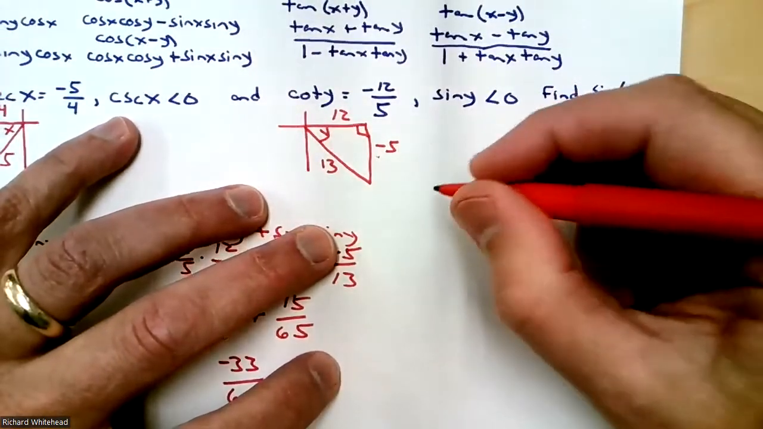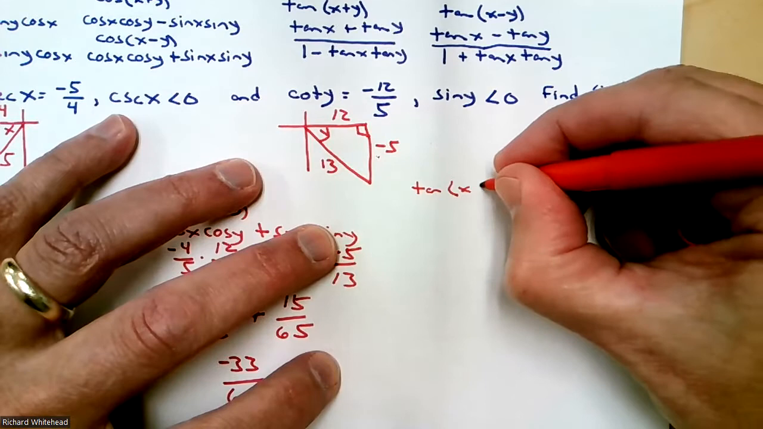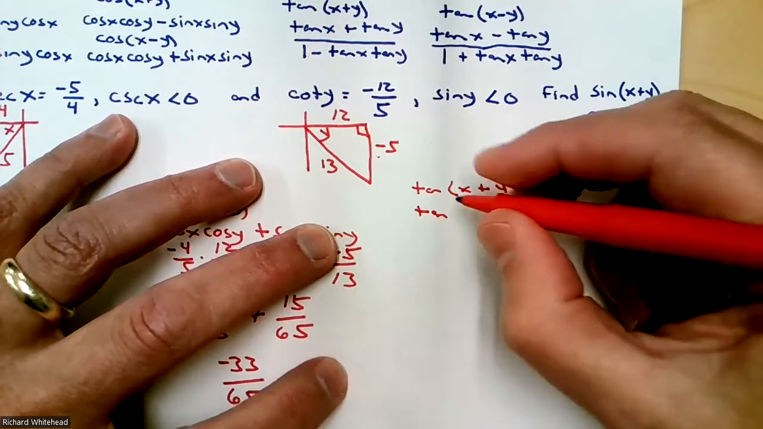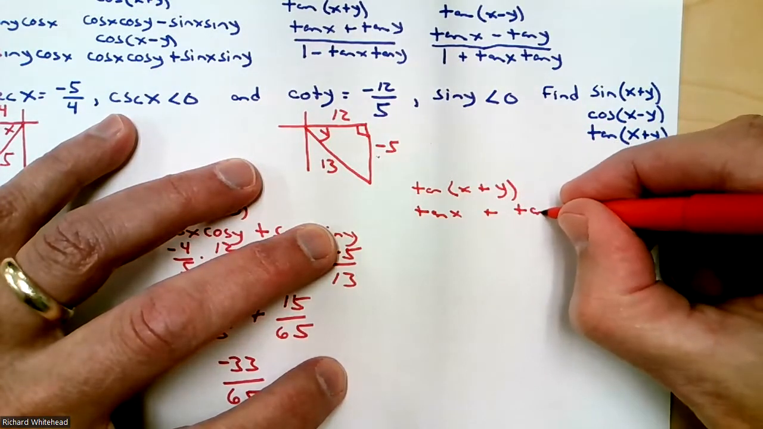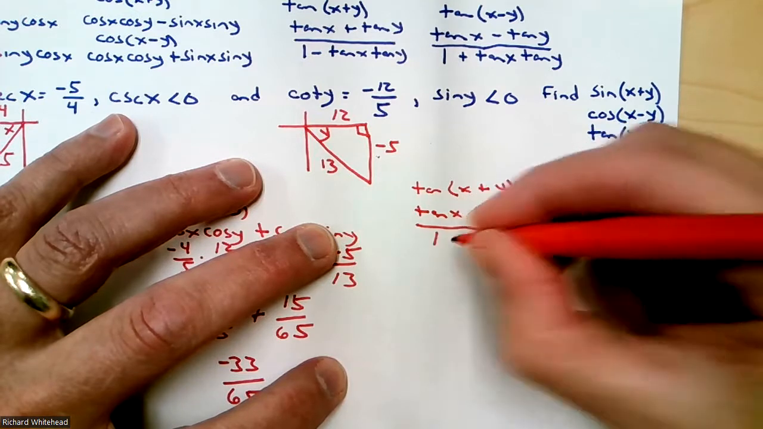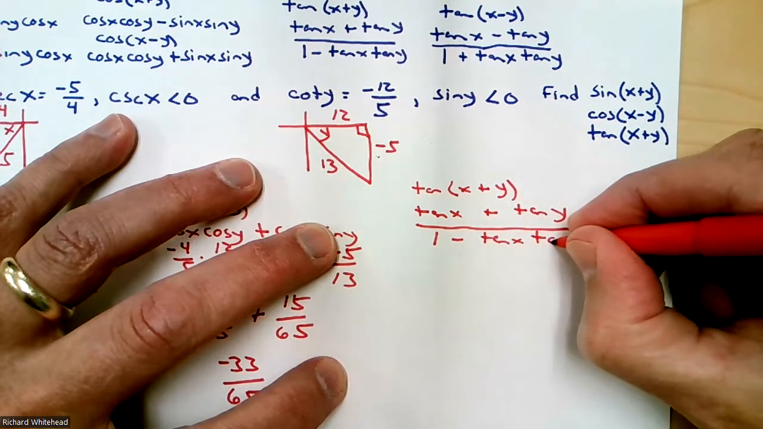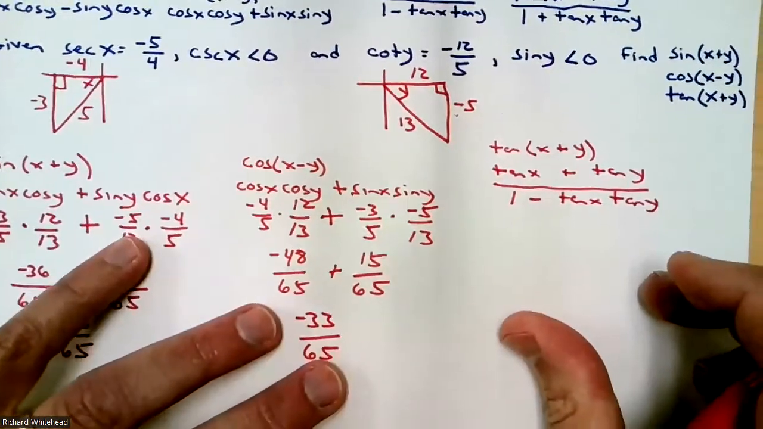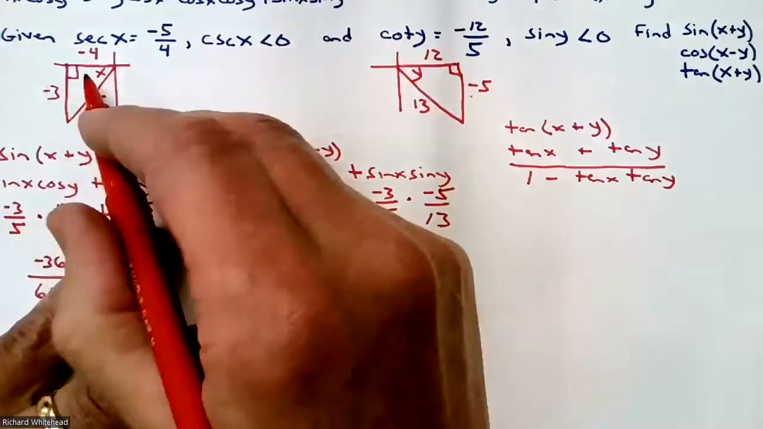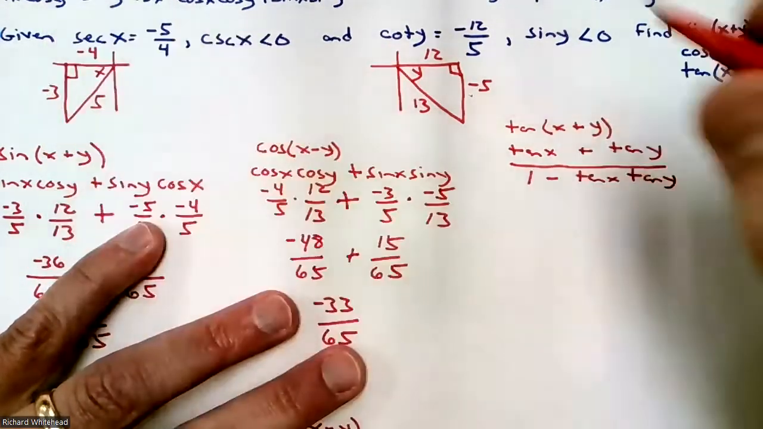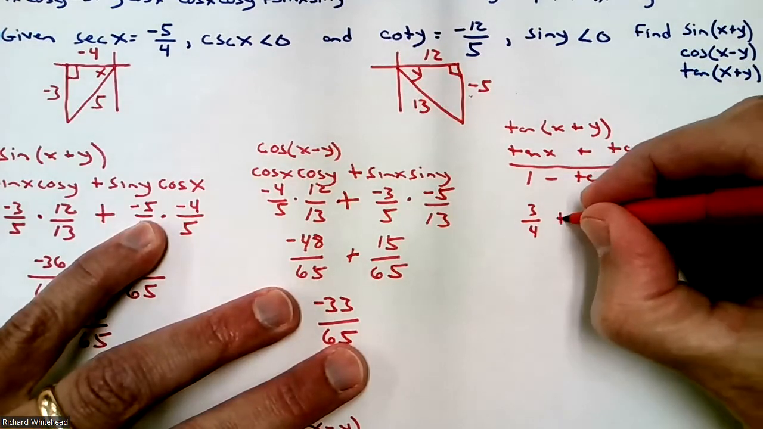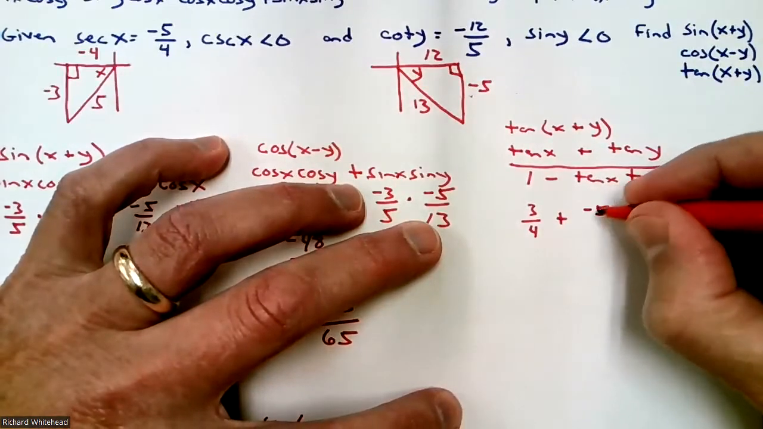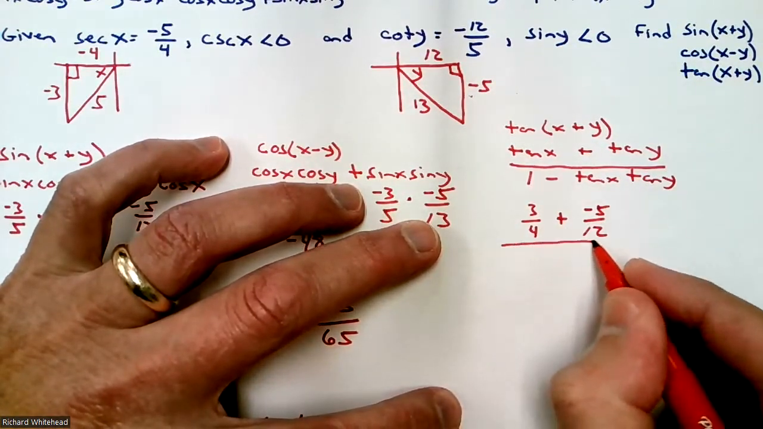So tangent of x plus y. I'm supposed to find tan x plus y. The only thing that makes it more annoying is we have these fractions. So tangent x plus tangent y over 1 minus tan x tan y. It's just the fractions that make it more annoying. So I look at my triangles and say, tangent of x is -3 over -4, better known as 3/4, plus tangent of y, which is -5/12. So yep, I got fractions that are going to hurt my feelings.